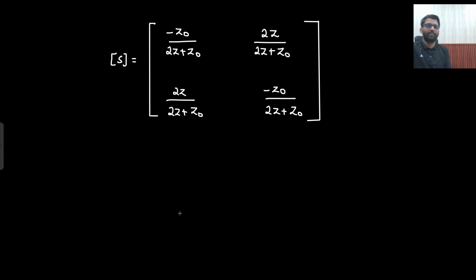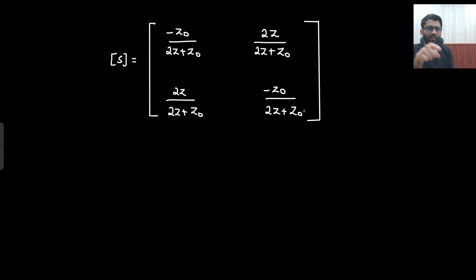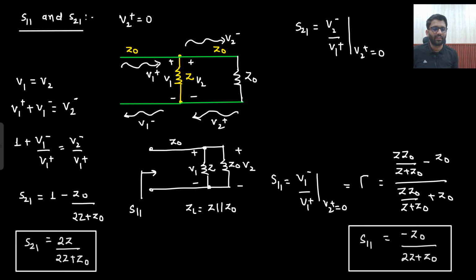Okay. So this is the scattering parameter. Minus Z0 upon 2Z plus Z0 is equal to S11 and S22. And S12 and S21 are also equal. Is that clear to you? Okay. So for series and shunt, we have seen S parameters.